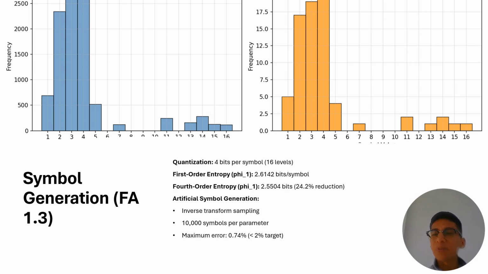Using inverse transform sampling, we generated 10,000 artificial symbols for each of the 14 parameters. The maximum error between the original and generated distributions was 0.74%, well below our target. This figure shows the close agreement between the original and generated symbols. Jesus will now present the lossless compression results.